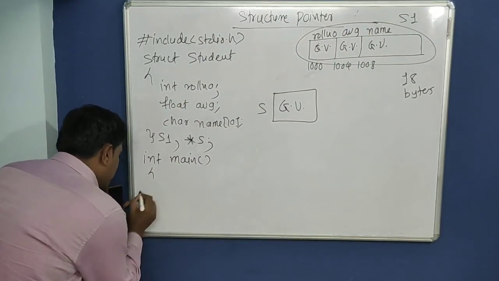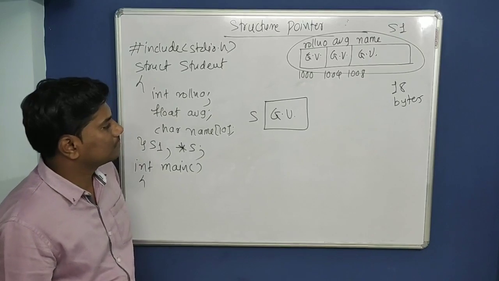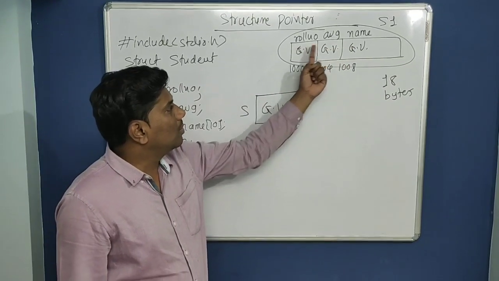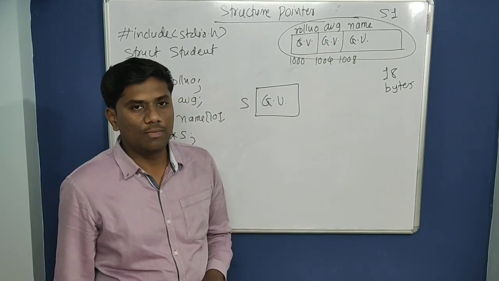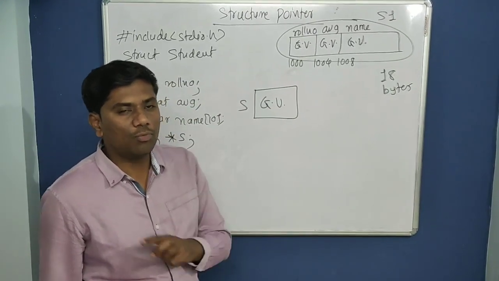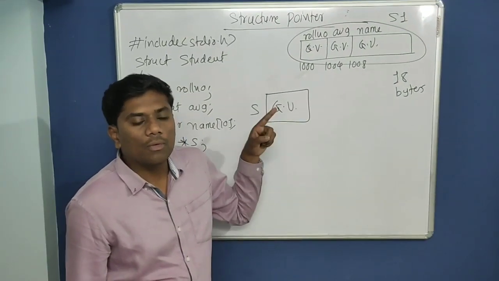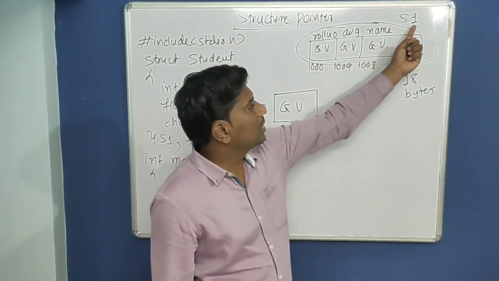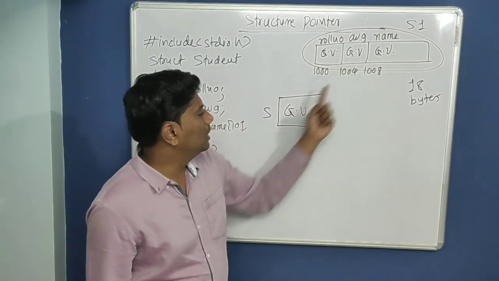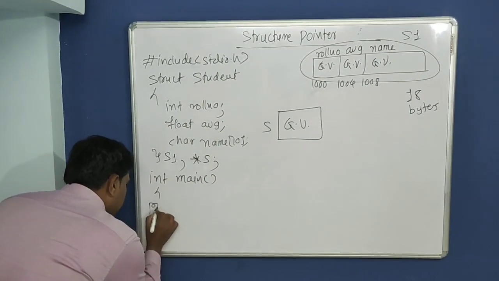Now what will be next? So see what we are going to do. I will accept values of roll number, average and name with the help of a simple structure variable. Getting? And then I will print those values with the help of the structure pointer. See what I am going to do. I will use both things. I will read values of roll number, average and name with the help of a simple structure variable, but I will print those values with the help of the structure pointer. So these two things I am going to do. So see, simple thing, we have already seen this.